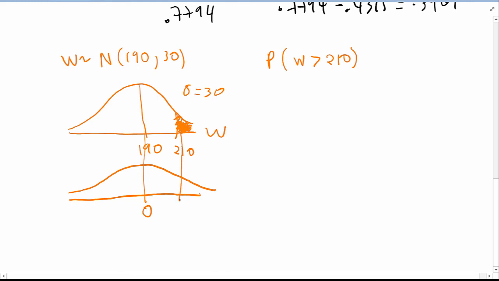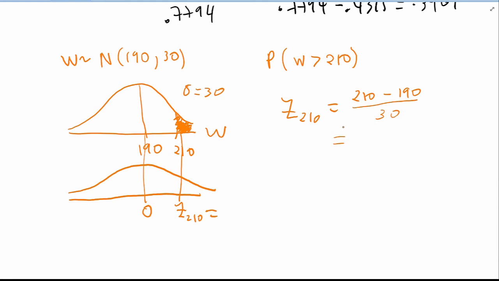Then we need to find the z-score of 210. The z-score of 210 right here is 210 minus 190 divided by 30, and that is equal to 20 divided by 30. That gives me 0.67.